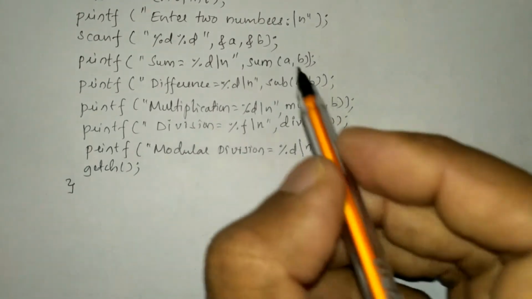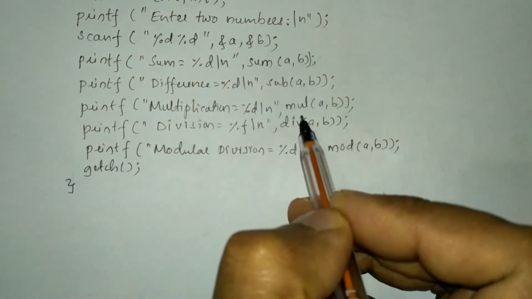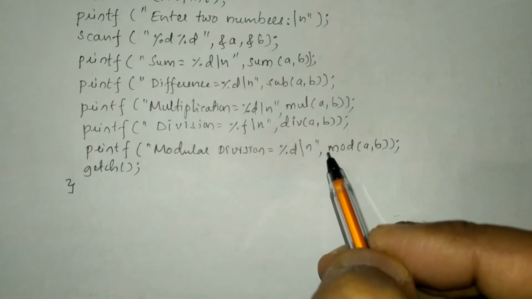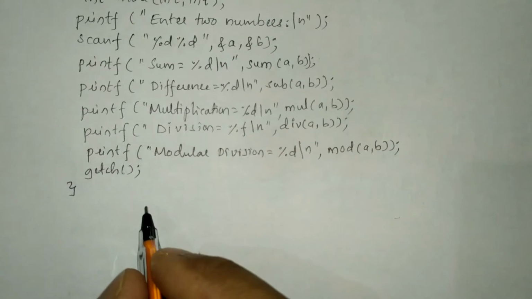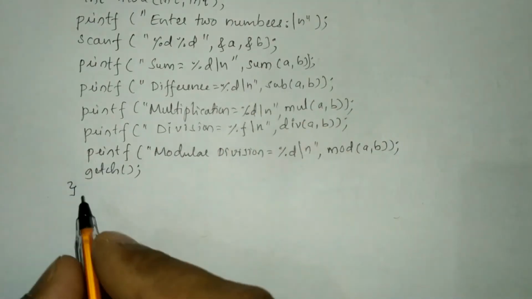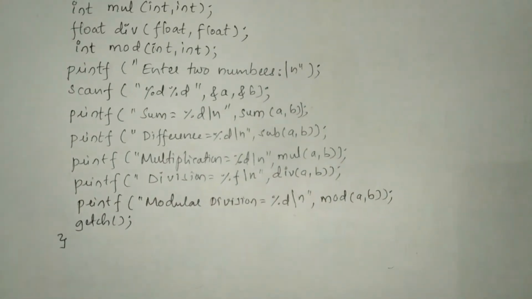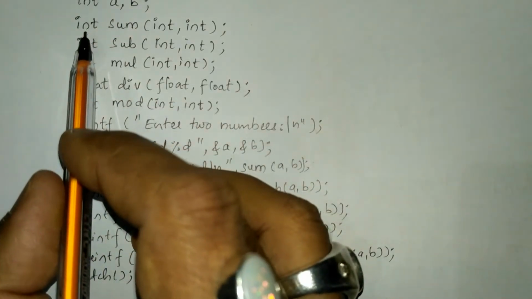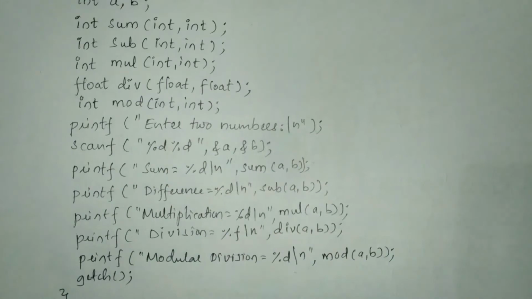What we need to do is write the definitions for sum, sub, multiplication, division and modular division. They have to perform all the arithmetic operations. So this is just a call. We have to define the functions. For that, once again I'm going to use the function prototypes which we used over here: int sum, int comma int, with declaration of variables.